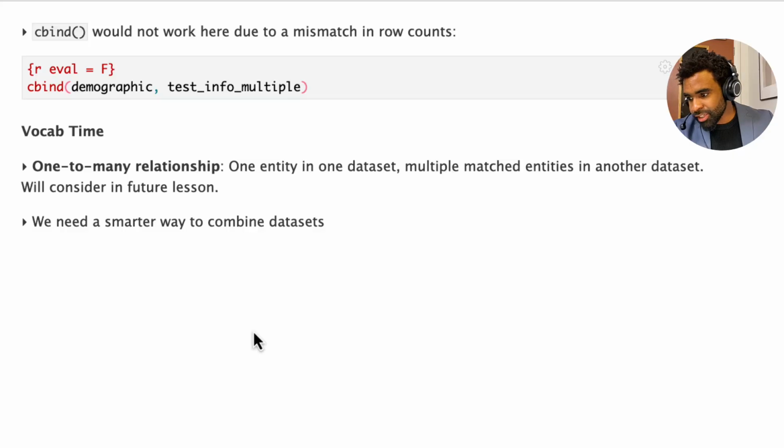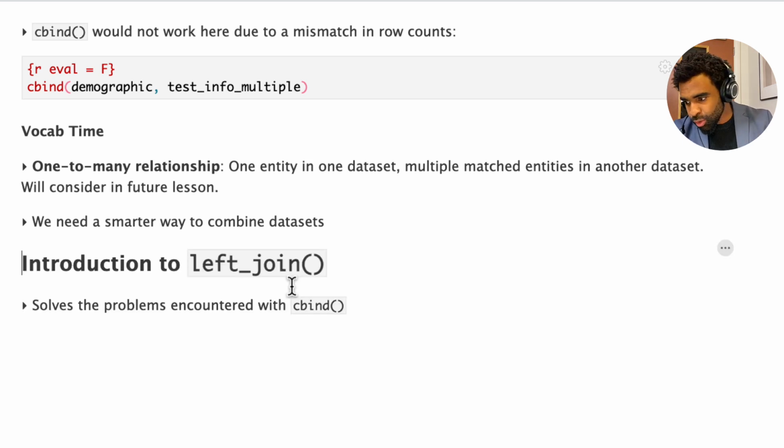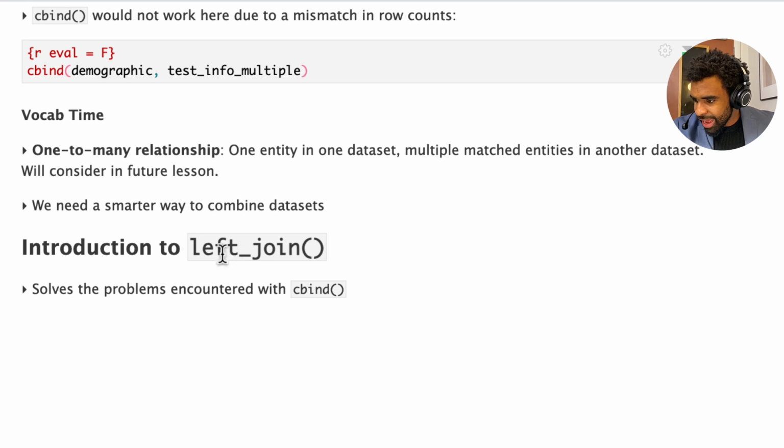So now that you've seen these important details that you have to pay attention to conceptually when you're trying to fuse datasets, it should become obvious to you that we need a smarter way to combine datasets. And that brings us to the concept of joining. So let's start with the most common join, which we call the left join. So let's see how left join can solve our problems.